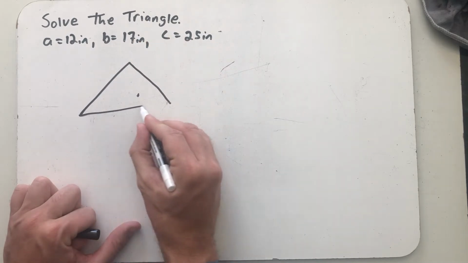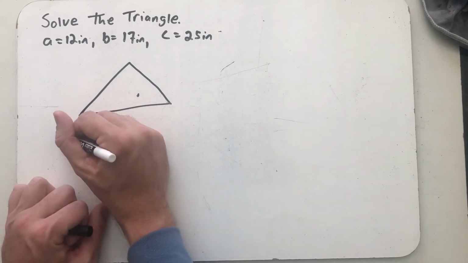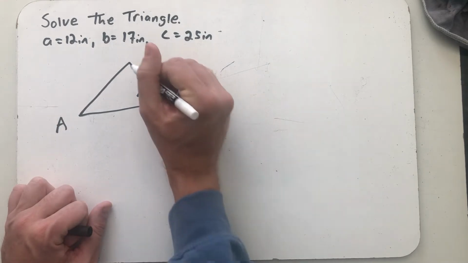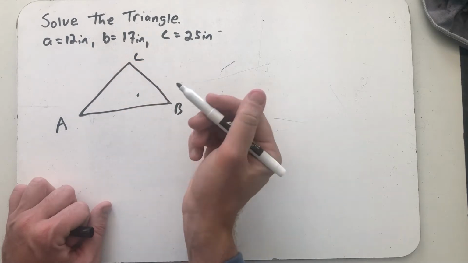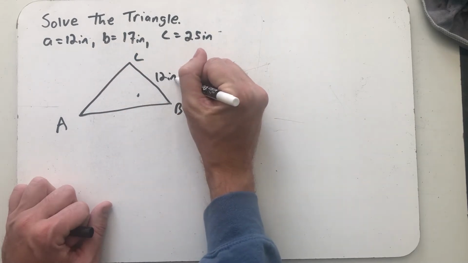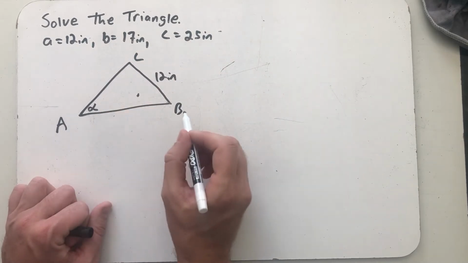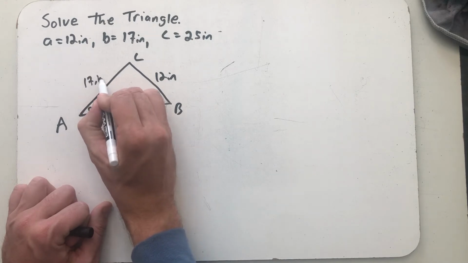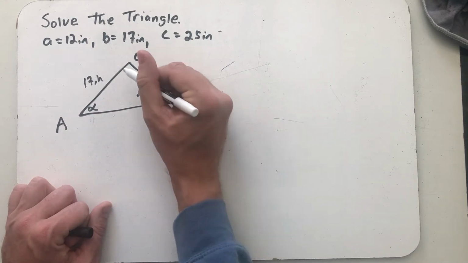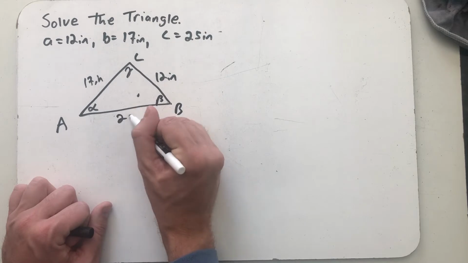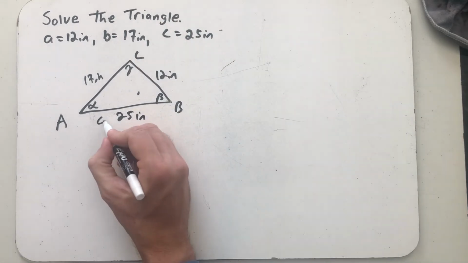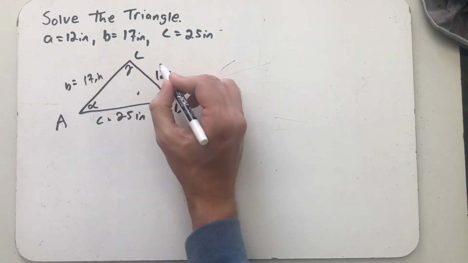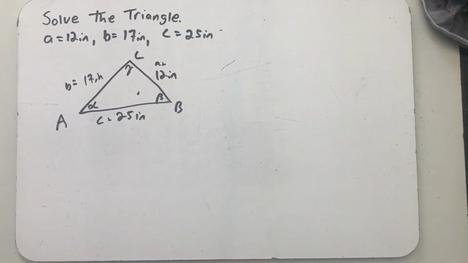The side-side-sides are the hardest to get any sense of real scale since I don't have any idea about what the angles are. So just doing my best here, right? I have a 12-inch side here across from A and alpha, a 17-inch side here across from B and beta, and a 25-inch side here, the biggest side, across from C and gamma. Any diagram will work as long as the correct angle is across from the correct side.